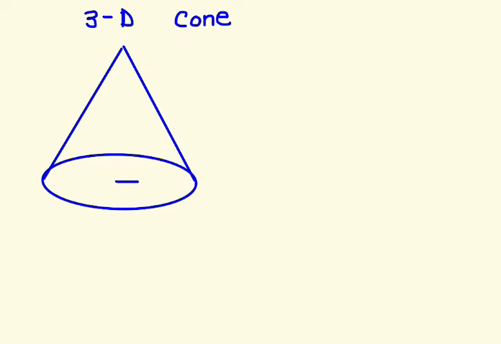The cone's base has a radius r, and the cone also has a height. Here's the height. That's also the altitude. It comes down perpendicular like that. And we'll call it h for the height.